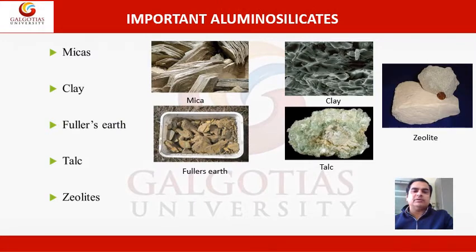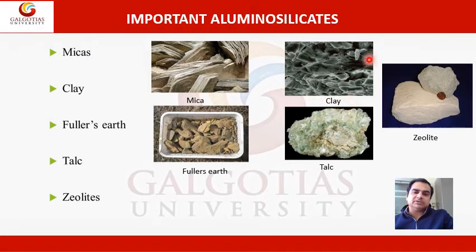So these are some of the important aluminosilicates: micas, clay, fuller's earth, talc, and zeolite. These are important aluminosilicates which are mainly obtained either from the natural earth crust or are man-made. And this is a picture of mica. We can see it is naturally obtained and found in the earth's crust.